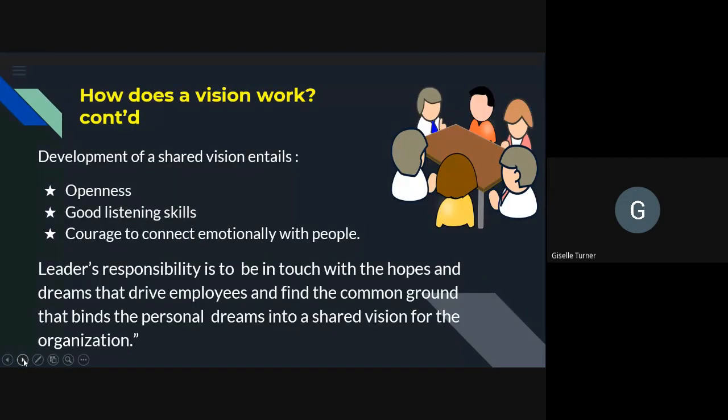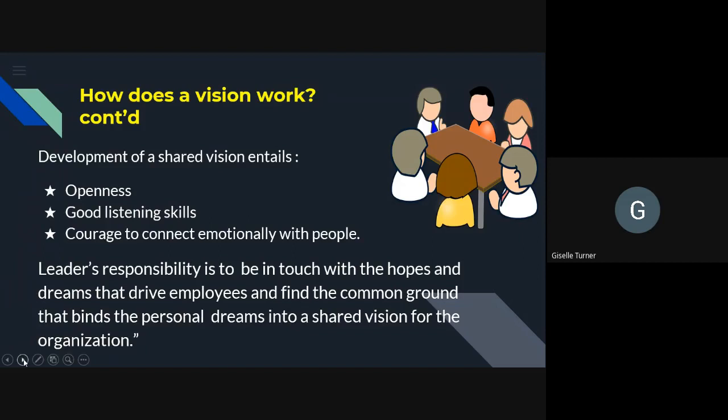So how does the vision work? And we are continuing. Development of a shared vision entails openness, good listening skills, and the courage to connect emotionally with people. And this is some repetition because we heard about that in the presentation before. So it is a leader's responsibility to be in touch with the hopes and dreams that drive employees and find a common ground that binds the personal dreams into a shared vision for the organization. I think Mr. St. Bryce was asking something about that when we are talking about the servant leadership.